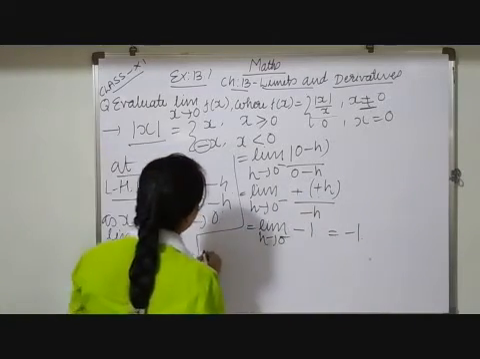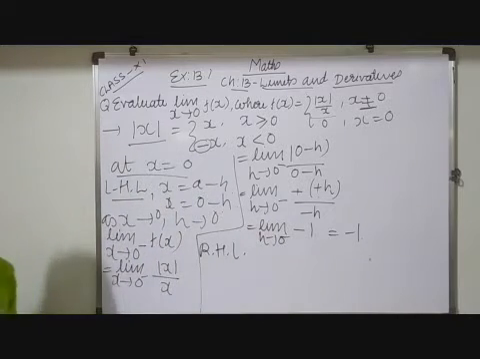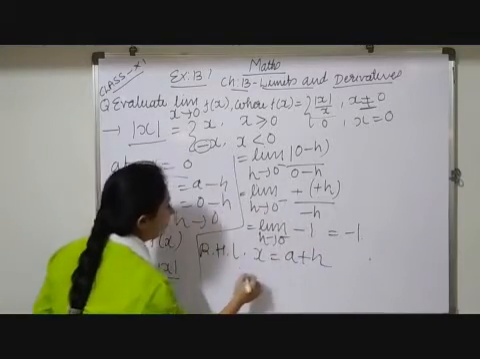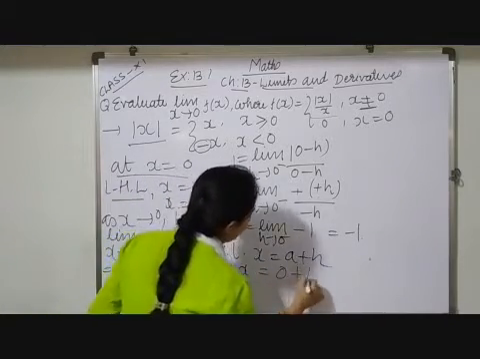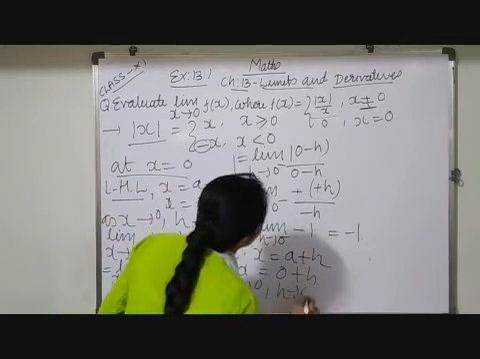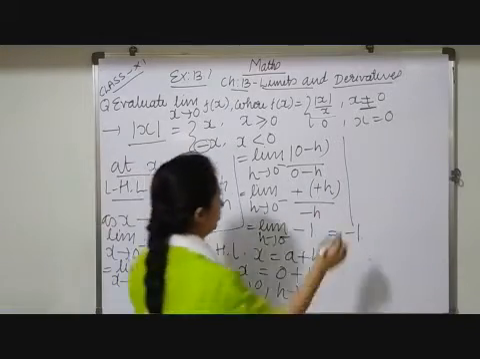So now the right hand limit. While you are taking the right hand limit, x is equal to a plus h. So here I am taking a plus h, but here a is 0. So 0 plus h. As x tends to 0, h also tends to 0. Now how am I taking this limit? Hope it is understood by now.